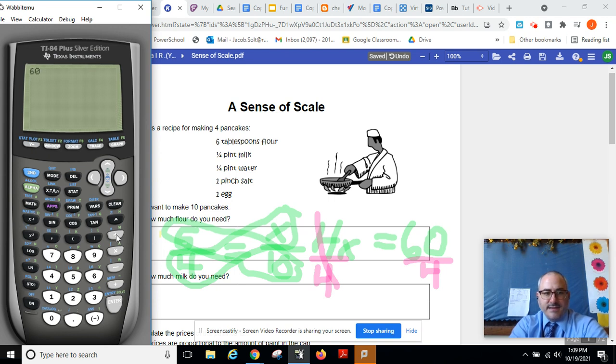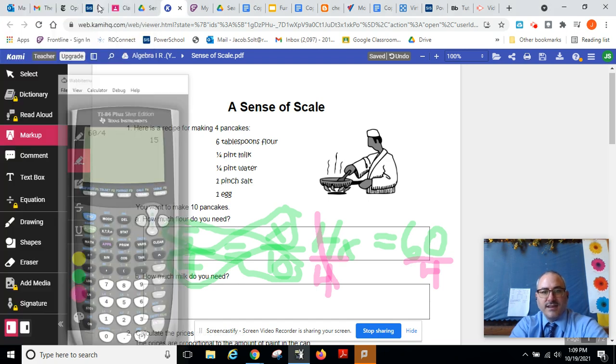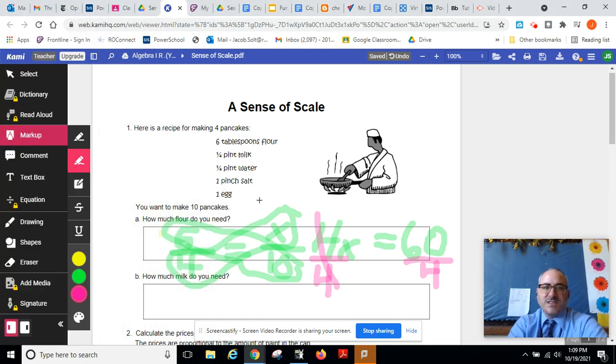60 divided by 4, it's going to be 15. All right. So 15. I need 15 table. What does this mean? Can you tell me what that means? I need 15 something.